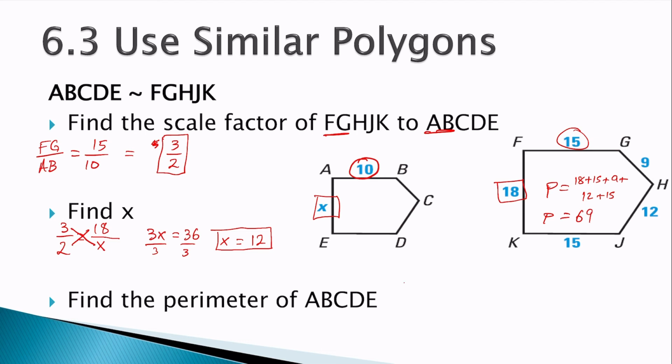So I can take my scale factor, and I'm looking for the perimeter of ABCDE. Was that the bigger or the smaller? That's the smaller, so I'm going to put a P for perimeter on the bottom with the smaller number. And I'll put the perimeter of the bigger one on top. We can cross multiply. So I'll have 3P equals 138. Divide by 3, and you get P equals 46.